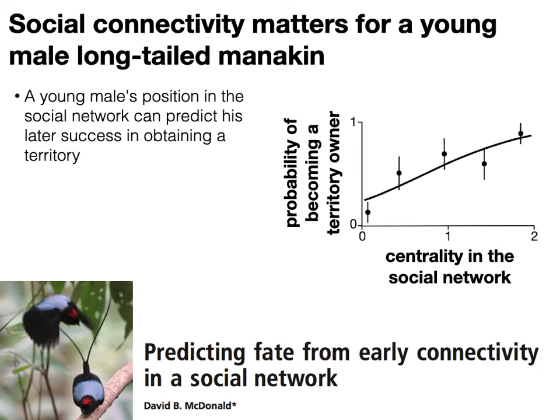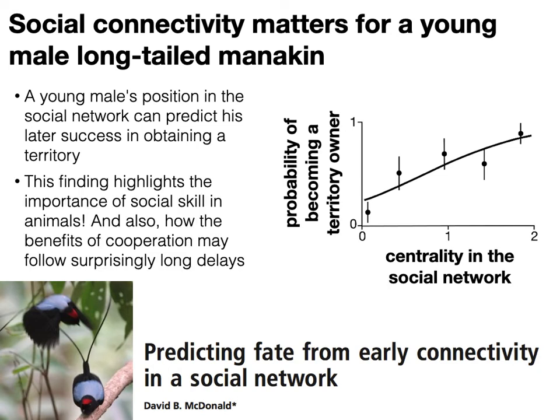So a young male's position in the social network can predict his later success in obtaining a territory. This is remarkable because it highlights the kind of complexity and social skills that are happening in this bird with the tiniest little brain. And also how the benefits of cooperation might follow surprisingly long delays, sometimes years delayed.